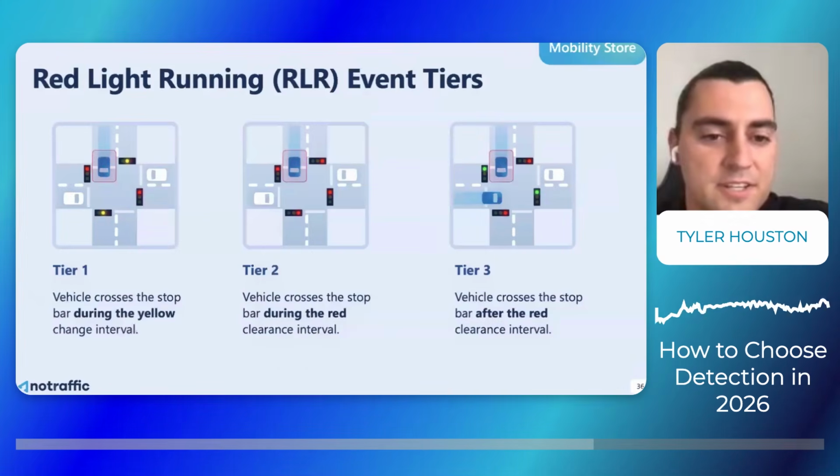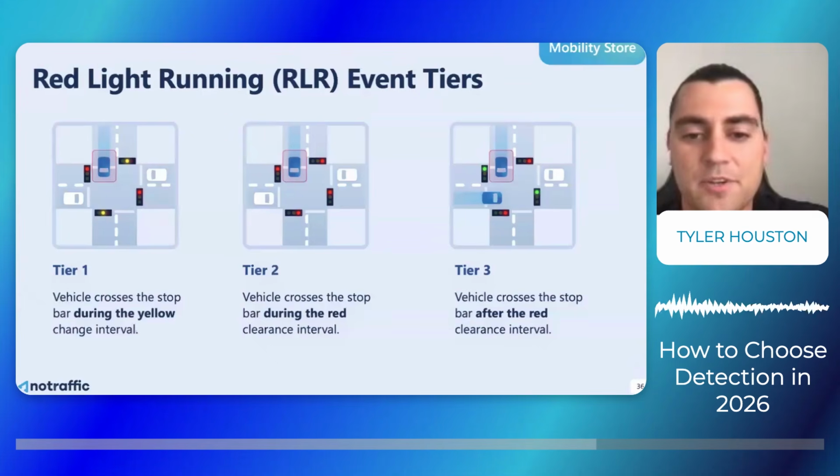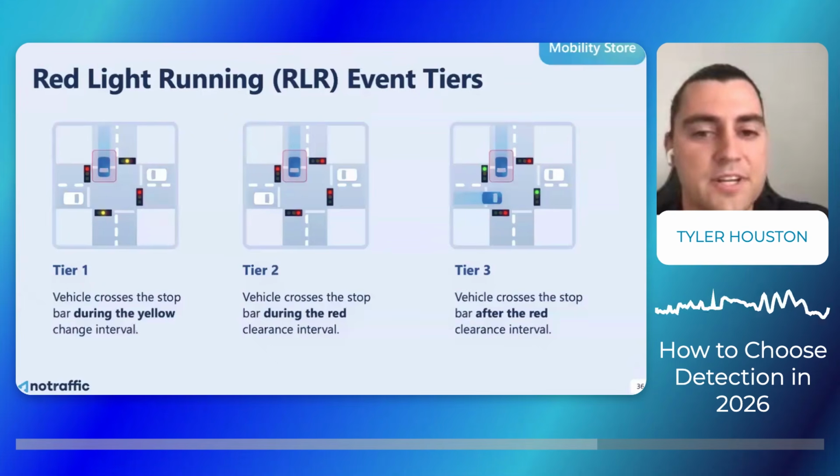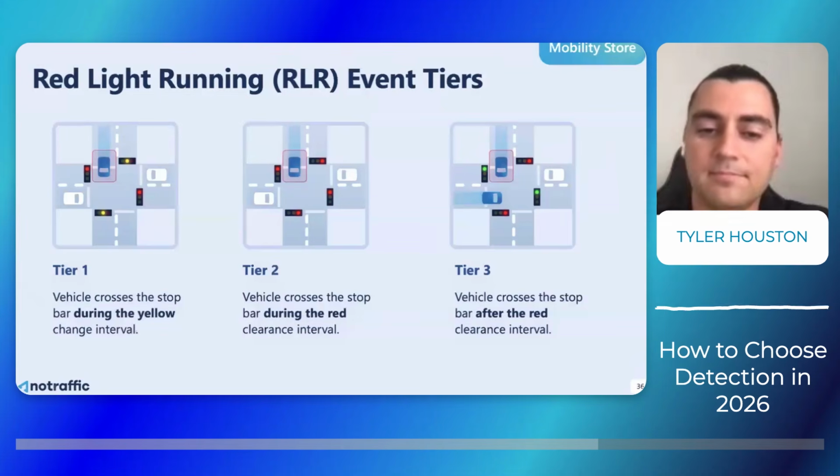So with those tiers, you can see that we are basically recording the number of events where a vehicle crosses the stop bar during the yellow, stopping during the all red, and then a tier 3 stopping after the all red.